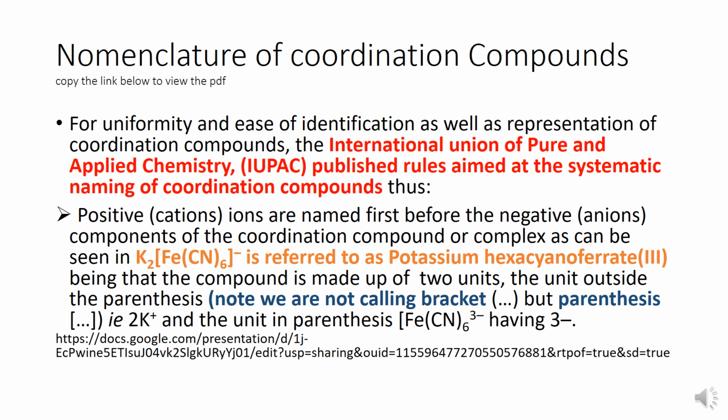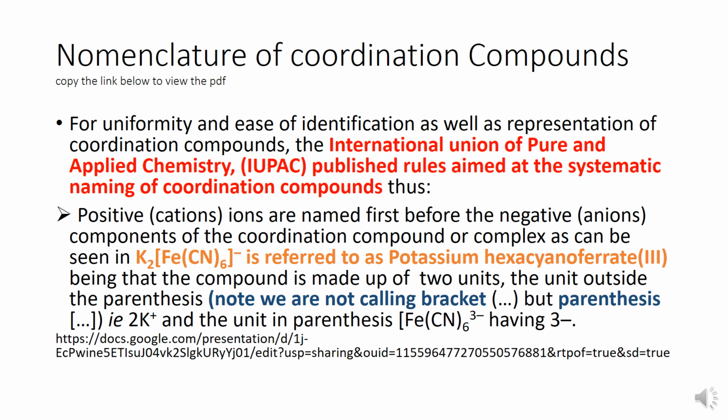K2[Fe(CN)6], this compound is referred to as potassium hexacyanoferrate(III). It is called ferrate(III) here because ferrate is referring to iron in the Latin perspective. And you realize that there are 6 units of cyanide attached to iron.